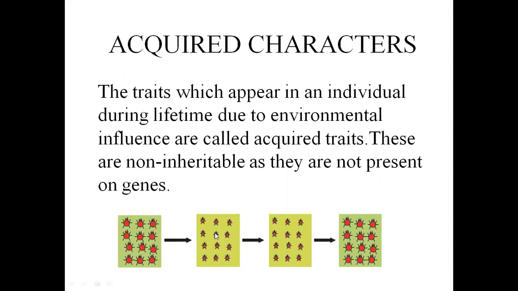So here the small size of the beetle is due to environmental influence, and this character, a small size, could not be passed on from generation to generation. Such characteristics which appear in a population or individuals due to environmental influence are called acquired characteristics.